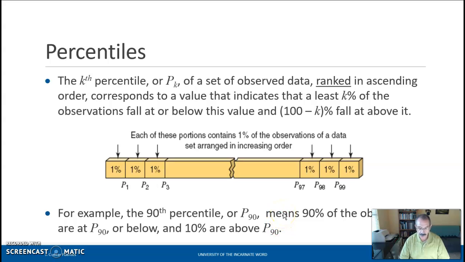Perhaps you have heard that a child is at the 90th percentile of weight. That means that if the child's weight is at the 90th percentile, then 90% of the children in the population are at his weight or lower, and only 10% of the children are above his weight. So that's how percentiles are often used when you visit the physician.